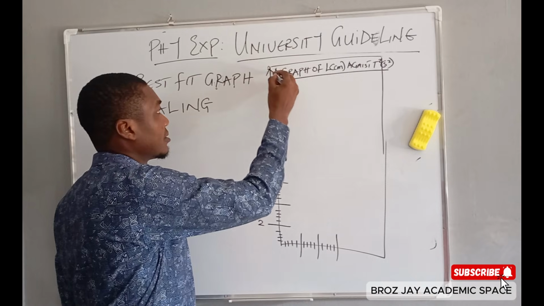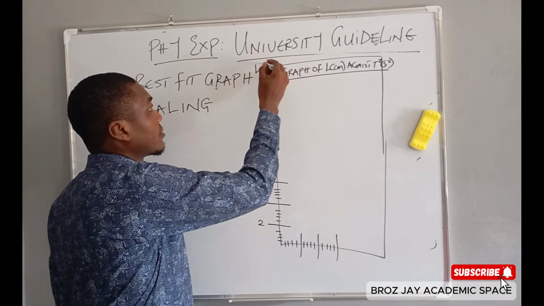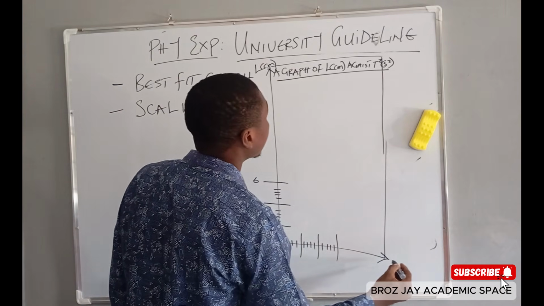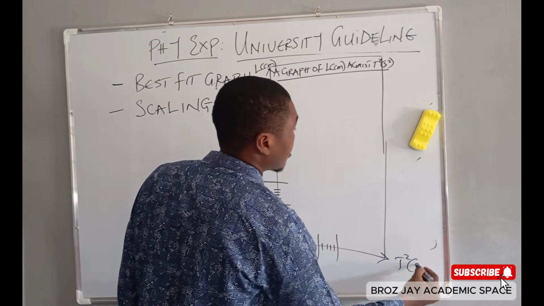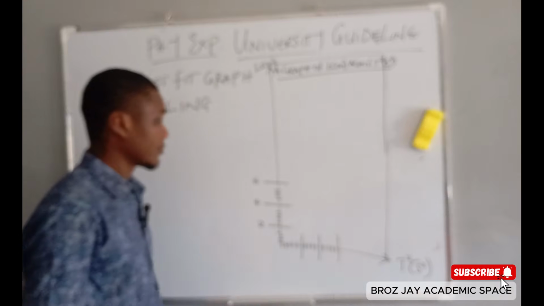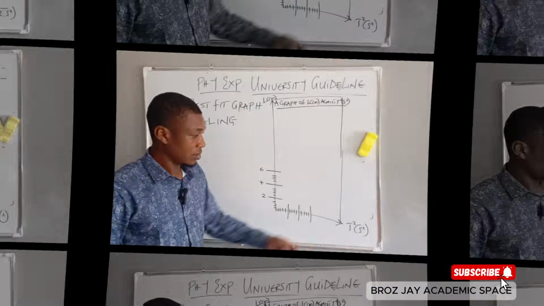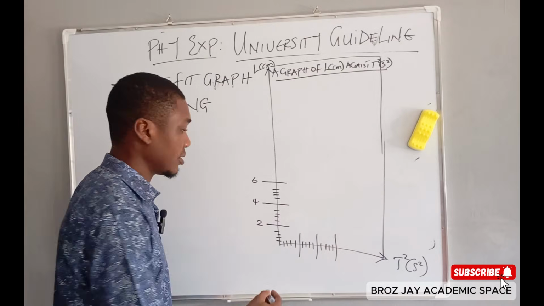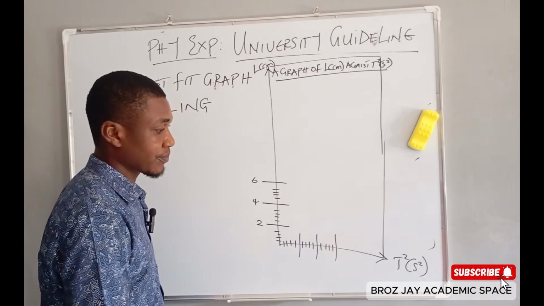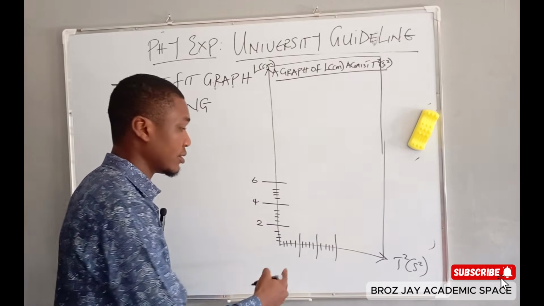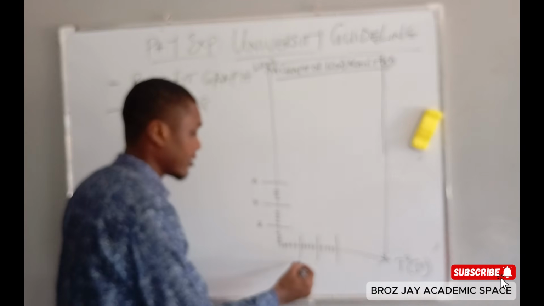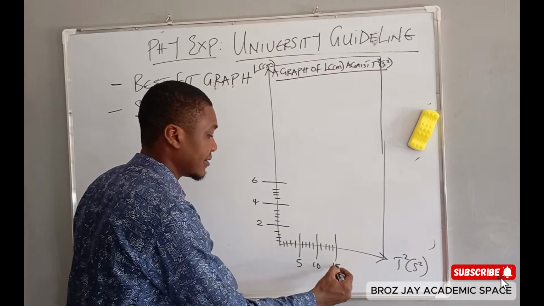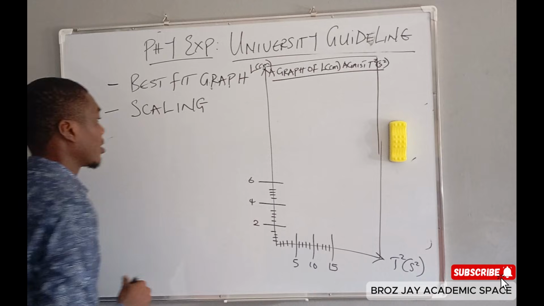Remember, this is my L in centimeter, and this is my T square in second square. On the T square axis, let 1 centimeter represent 5 units. So we have 5, 10, 15. How do I scale this?